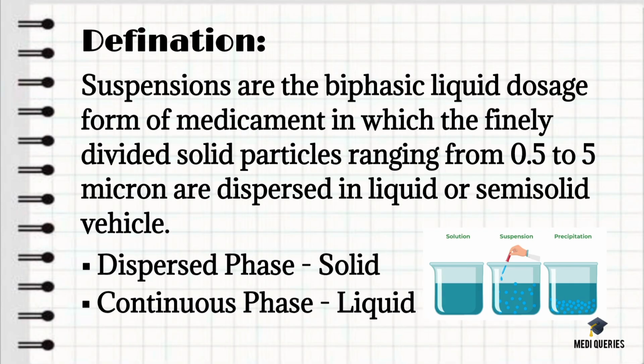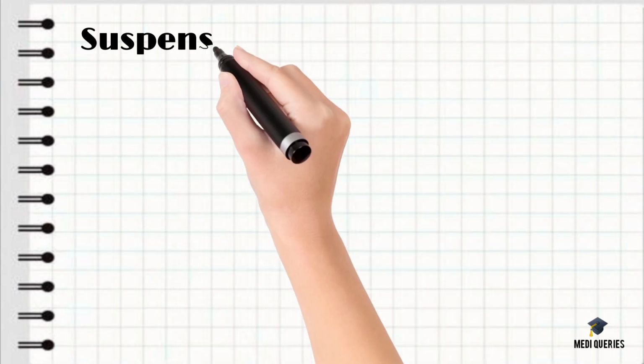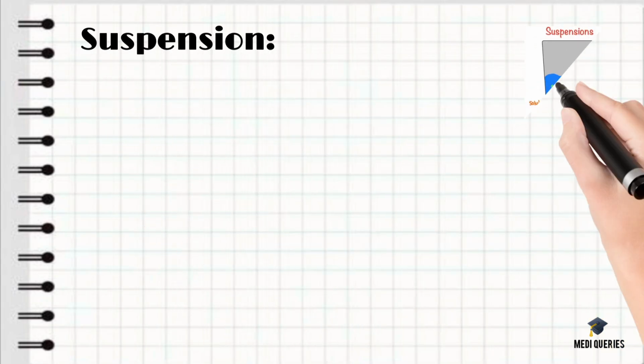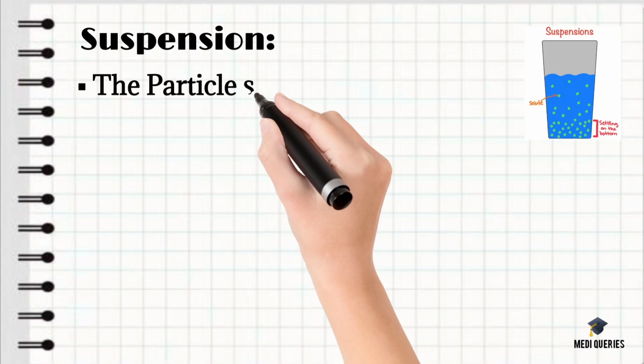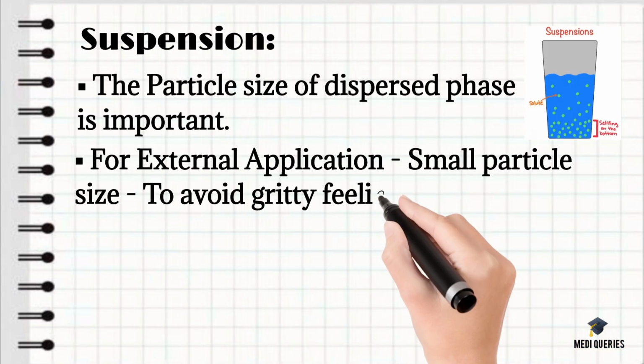The name itself indicates biphasic, meaning it has mainly two phases. The first phase is the solid phase and the other one is the liquid phase. The solid particles act as the dispersed phase, whereas the liquid acts as the continuous phase. Suspensions are generally taken orally or by parenteral routes. They are also used for external applications in some conditions.